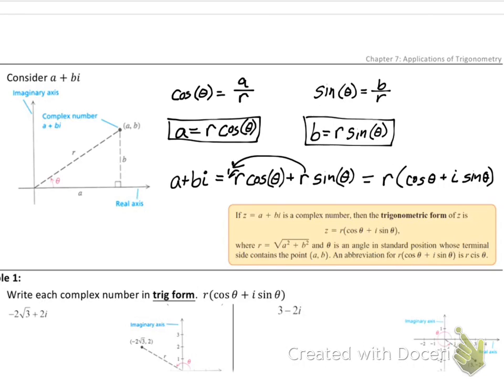So this is called the trigonometric form. This is our trig form. Maybe I'll mark that trig. And I'm just going to tell you this is called our rectangular form. So that's our rectangular form. That's our trig form. But both should be exactly the same.